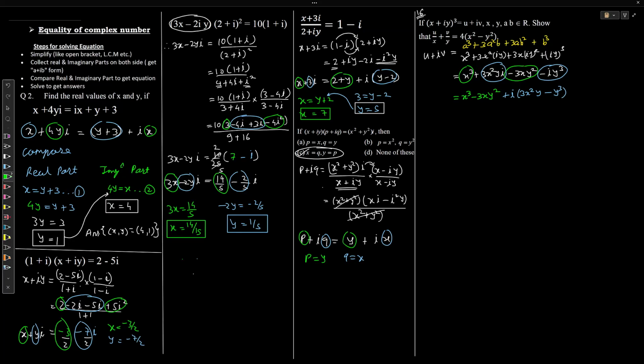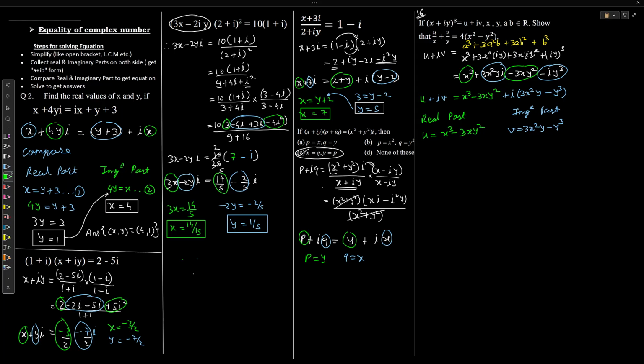Okay, and on right hand side we already have u + iv. Okay, so we are ready to compare real part as well as imaginary part. From real part we'll get u is equal to x³ - 3xy², and from imaginary part we will get v is equal to 3x²y - y³. Got it? But what we want, we want u by x.